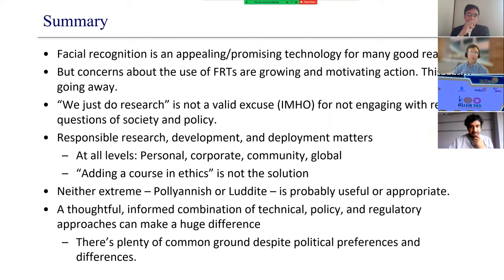So there are various levels of responsibility for researchers, for developers, for deployers: personal, corporate, community, global responsibilities. And in terms of academia and coursework for students, just adding a course in ethics might be a very good thing to do, but it doesn't really address deeply the issues here. I think we need to go beyond that in our academic programs.